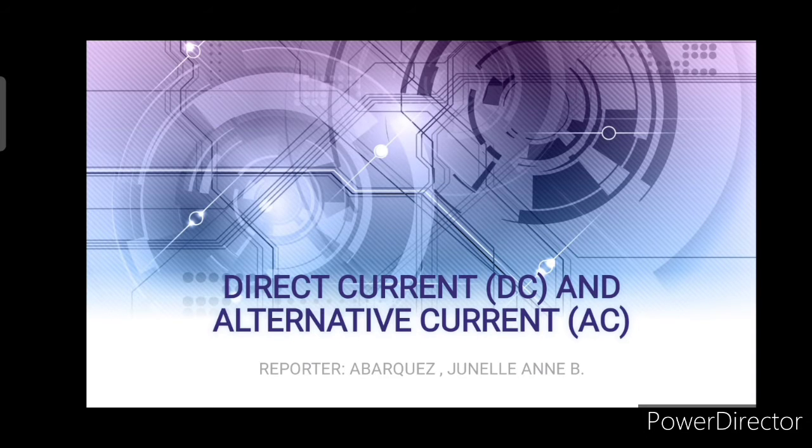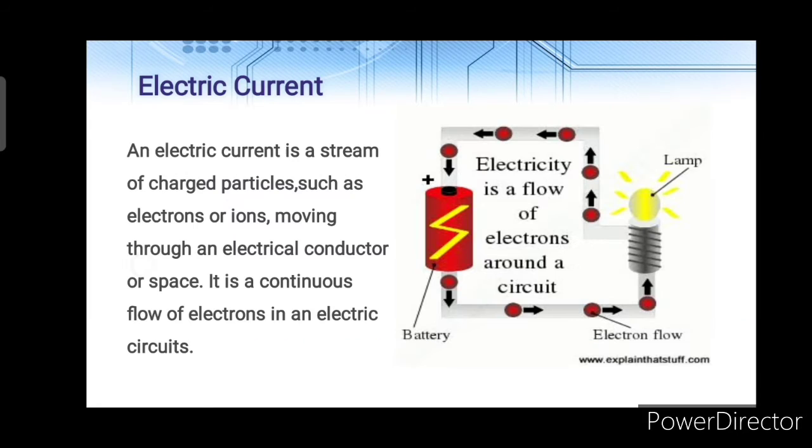First, let us define electric current. An electric current is a stream of charged particles, such as electrons or ions, moving through an electrical conductor or space. It is a continuous flow of electrons in an electric circuit.